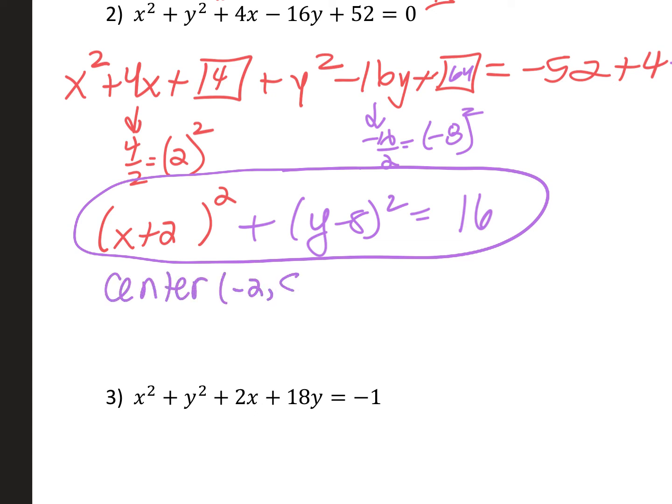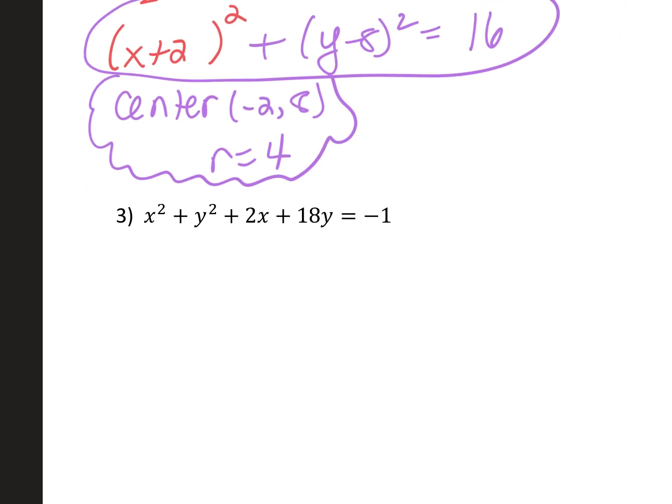Negative 2, positive 8. Good. And what's your radius? Yep, square root of 16. If it doesn't break down to a perfect square, we need to break it down to a perfect square, so make sure you do that. All right, let's go. 3.